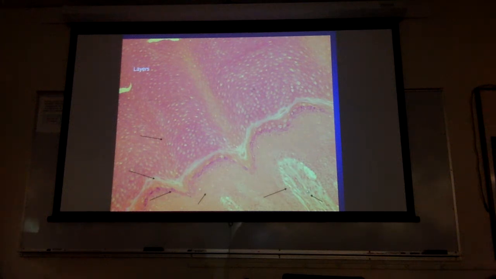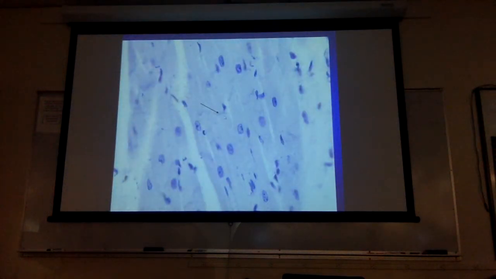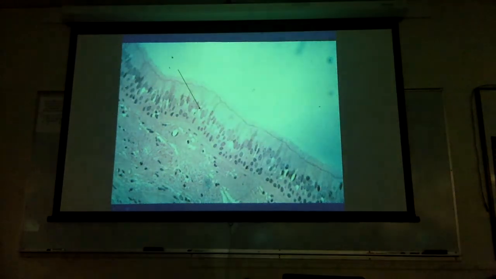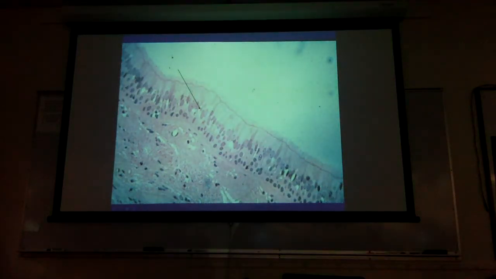What kind of tissue must this be? Following Hank's rule. Areolar connective tissue. What's this again? Cardiac muscle because of the intercalated disc. What is this tissue? Stratified squamous unkeratinized. What's this tissue? Areolar connective tissue. What is this tissue? Pseudostratified. Why? Cilia. That's right, the presence of the cilia.